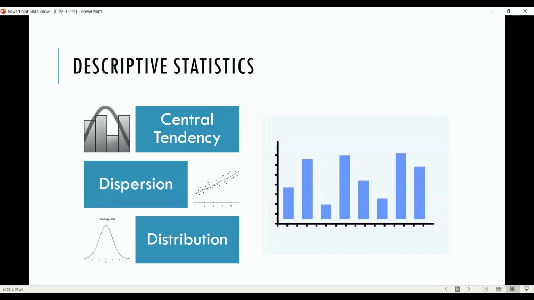What is the most repeated value? For example, if you're going to check the mileage of the Royal Enfield bike, what is the most repeated value? Say, for example, most of the bikes are giving a mileage of 30 kilometers per liter. So that is the most repeated value. On an average, what is the mileage given by the Royal Enfield bike? So, mean. These kinds of things that describe a data set are nothing but descriptive statistics.